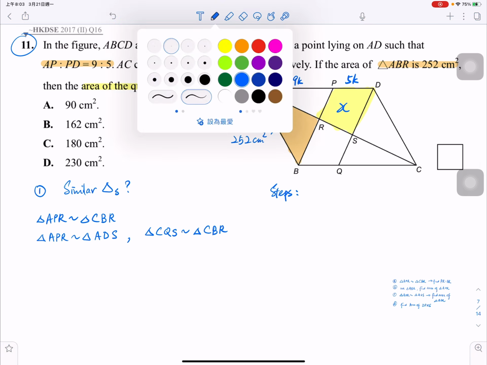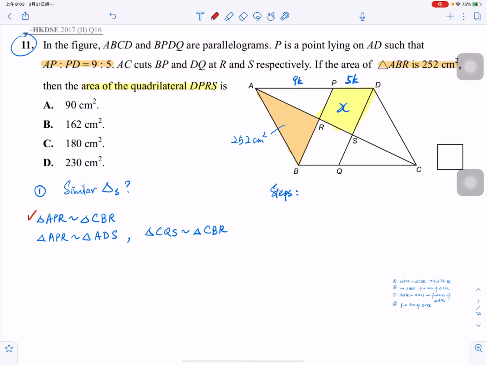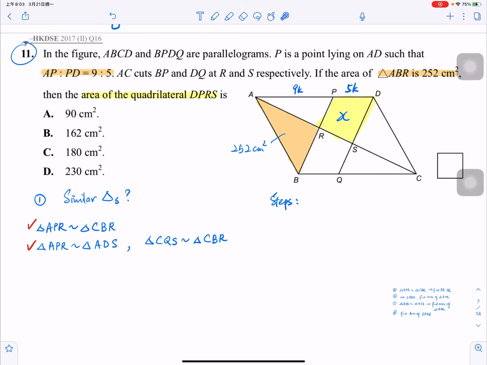So here, actually we mainly use these two. Then how to solve this one? Can you think step by step? Okay, let's see.